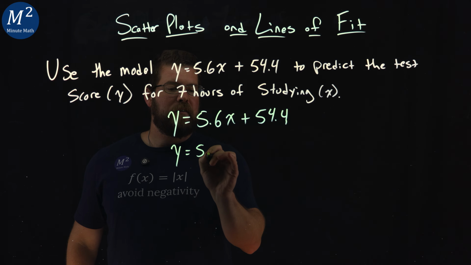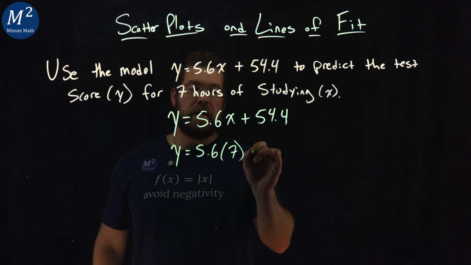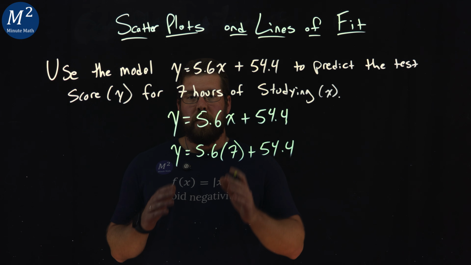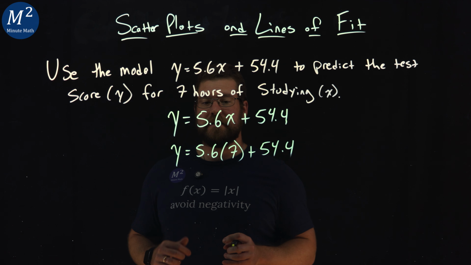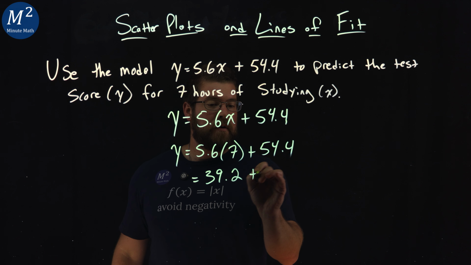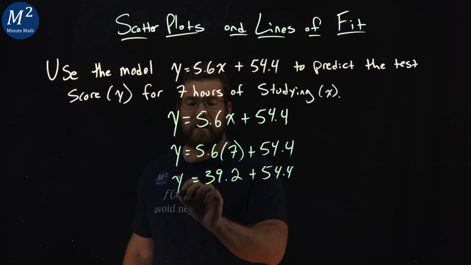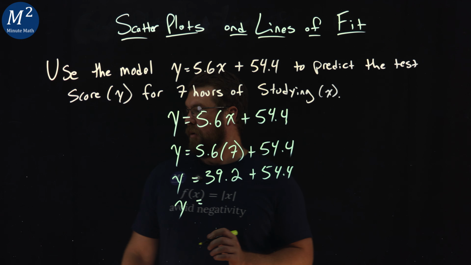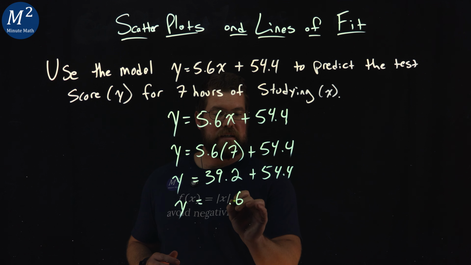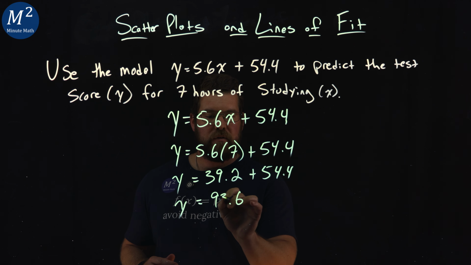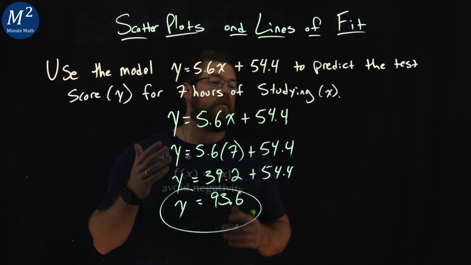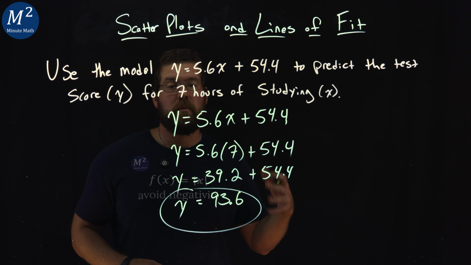So y equals 5.6 times 7 for x plus 54.4. Now, multiplying this out, 5.6 times 7 gives us 39.2 plus 54.4. That's a y here. And we have a y value equals 39.2 plus 54.4. That's a 6 here, and that's 93.6. So we can predict if we had 7 hours of studying, we have a score of 93.6.